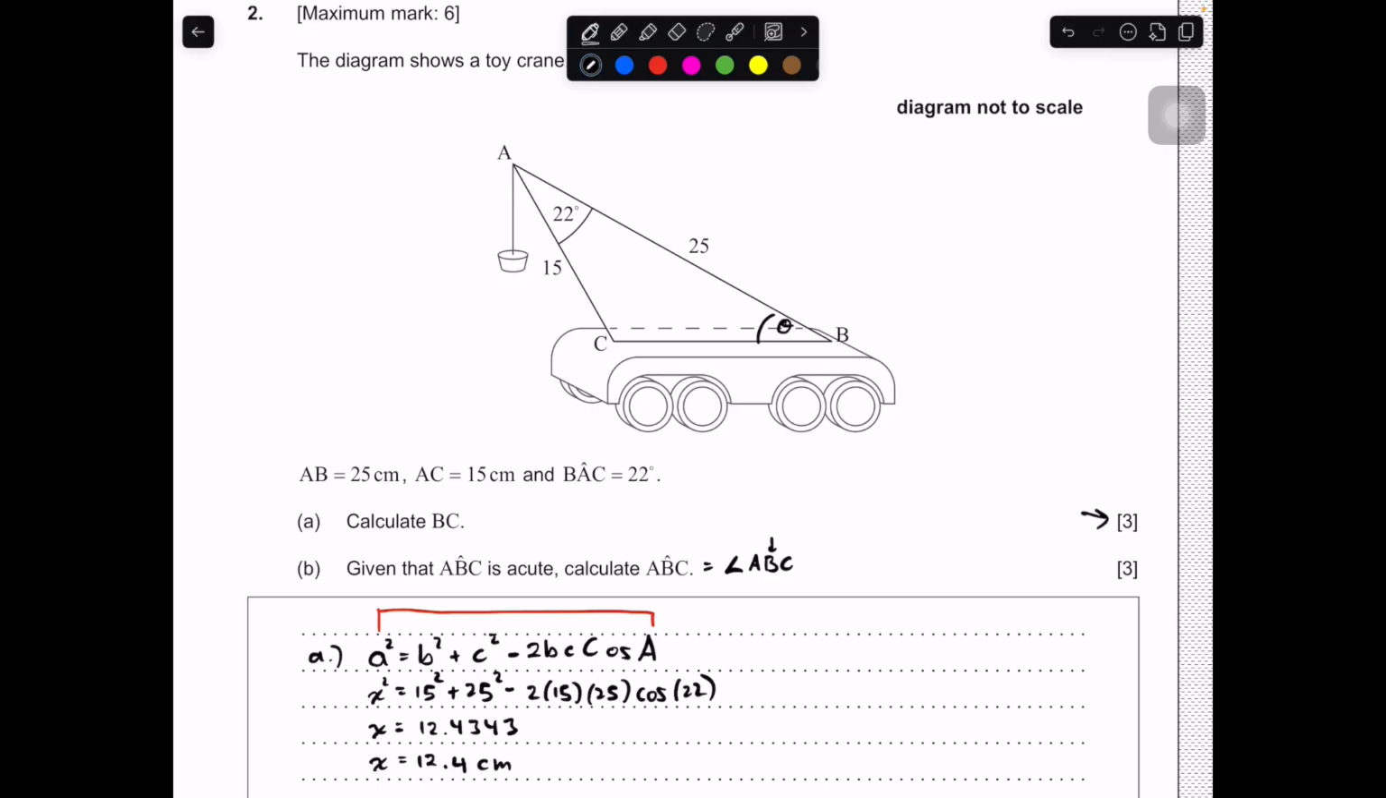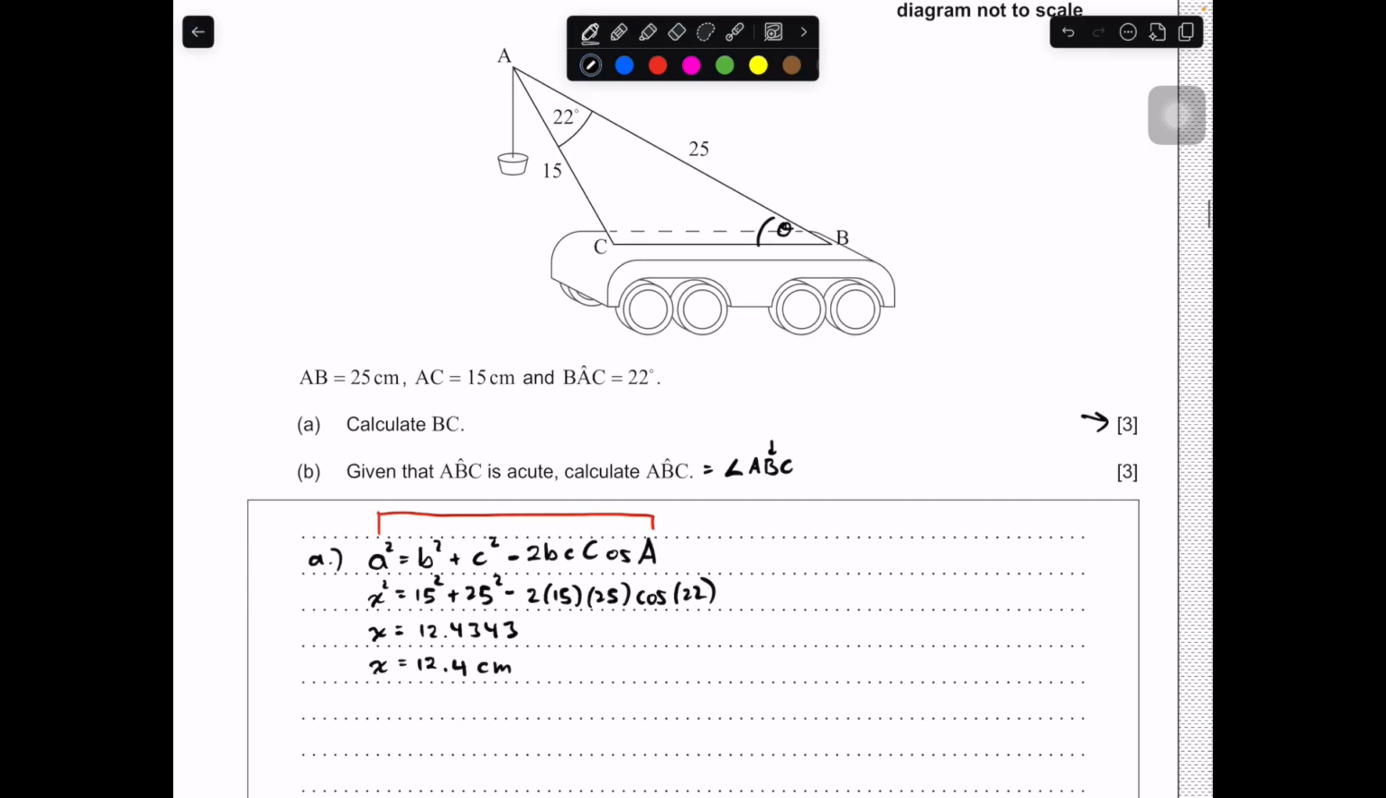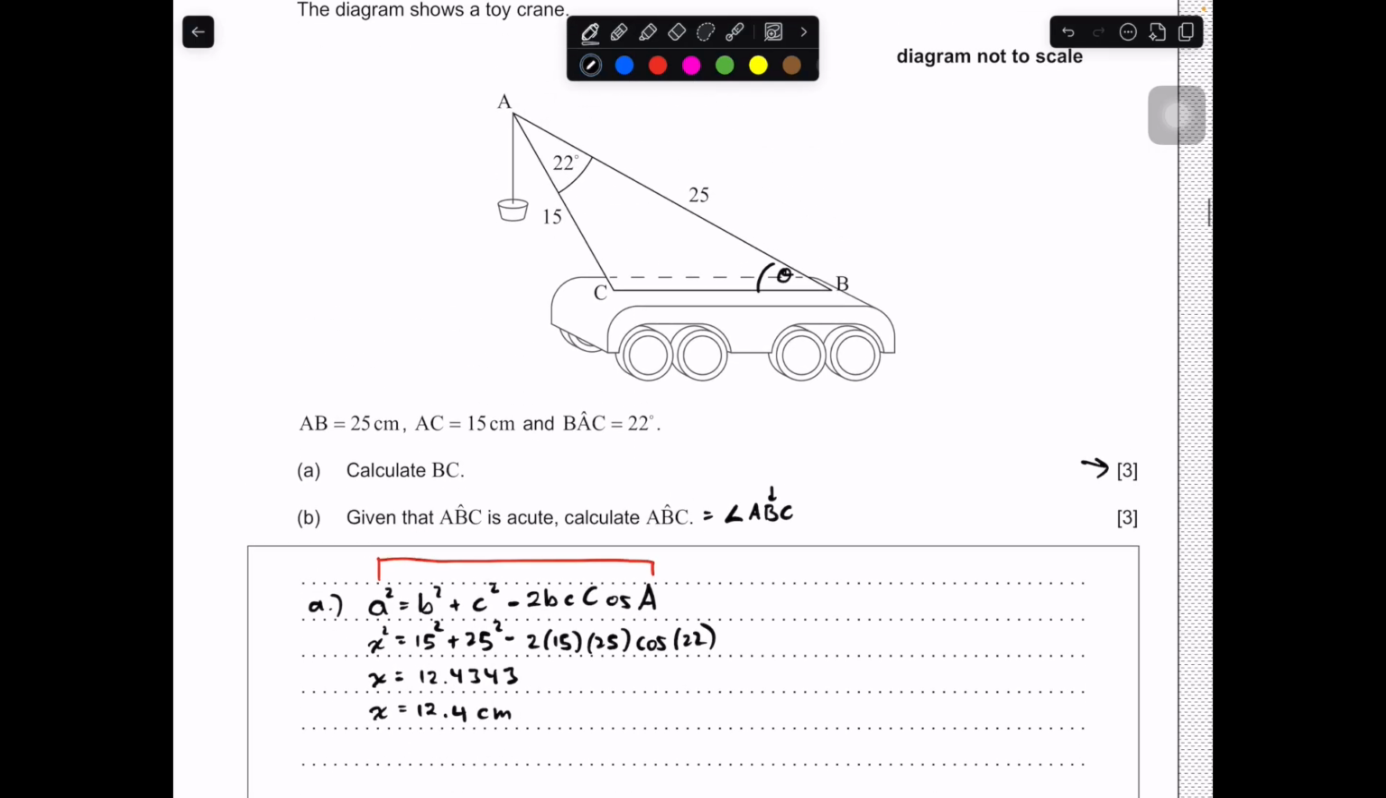Let me just indicate that A, and then let's find B. I'm going to write it in here so you can still see this diagram. So ABC is acute. We just found this 12.4 centimeters, so I'm going to write that in because it may be useful for us. Remember we said that the sine rule is always the easiest one to apply, the more straightforward I think it is.